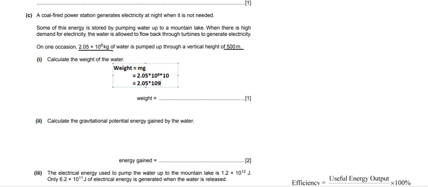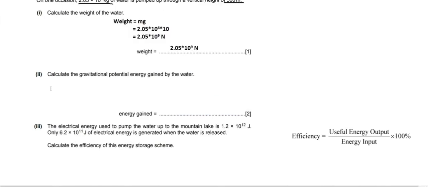This is the way we do this, and the newton is the unit of that weight. So here I will write that again: 2.05 multiplied by 10 raised to 9 newtons, and this is the way we can answer part A.